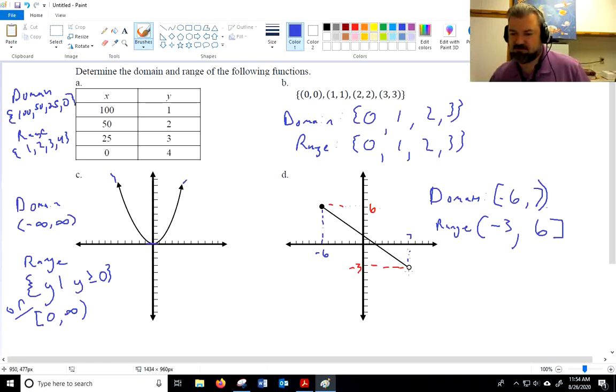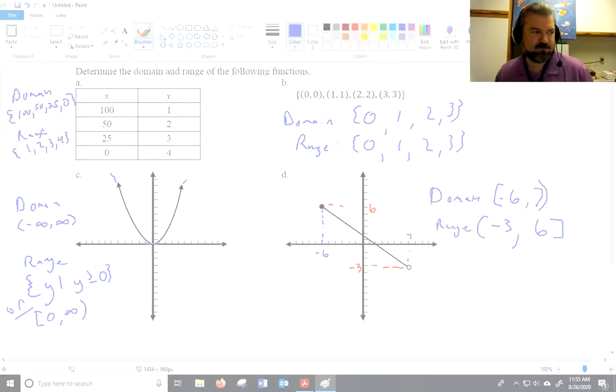There's no colored in there. That's not closed. That's open. So we say the graph gets infinitely close to this point at 7, negative 3, but doesn't actually include it. All right.